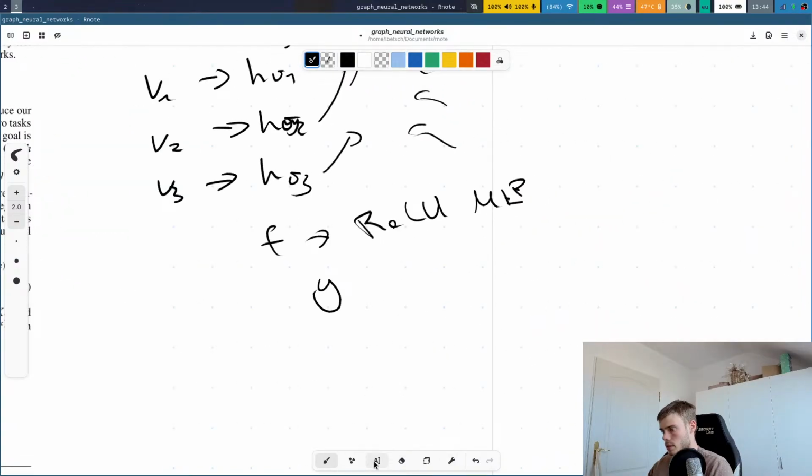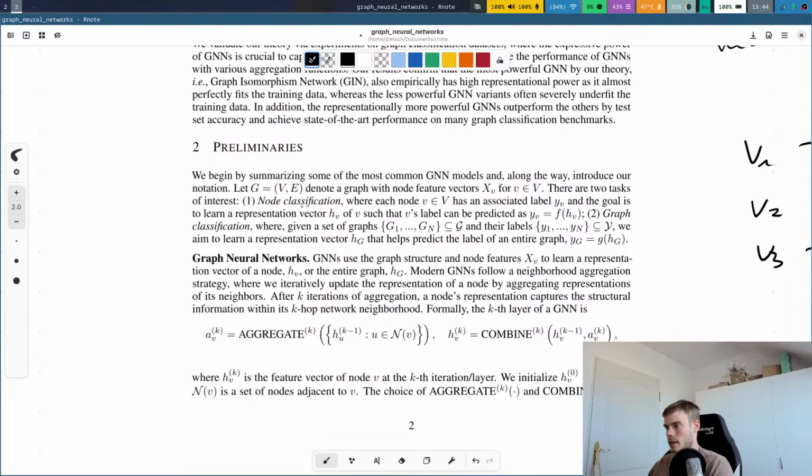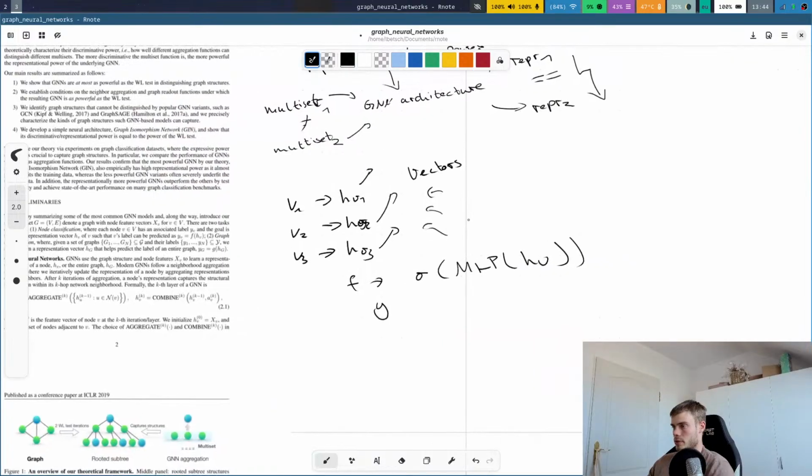Not a ReLU, but probably a sigmoid. So this is probably something like a sigmoid of an MLP of h_v, right? Or something like that. And the second task, so this is different, graph classification. While this is doing it on each of the individual nodes, so node classification, and graph classification.